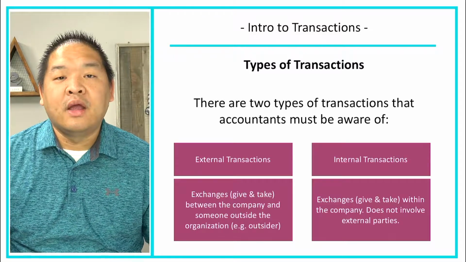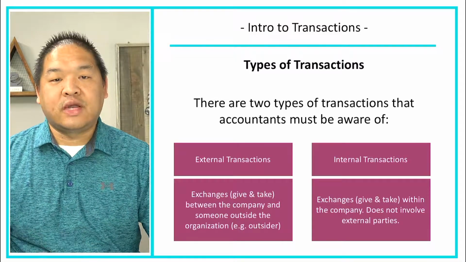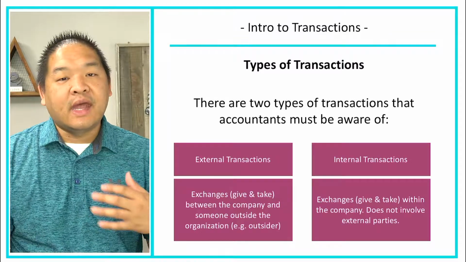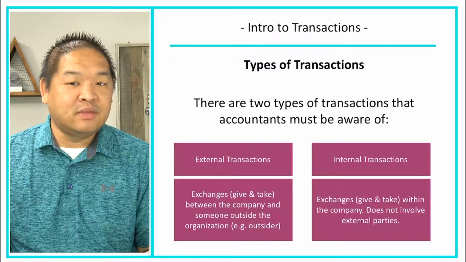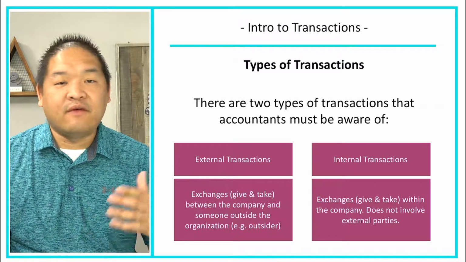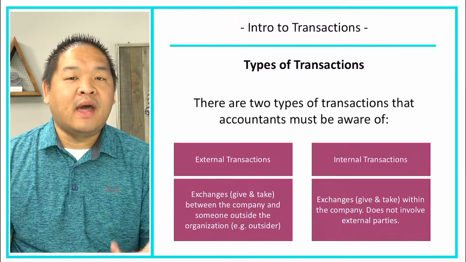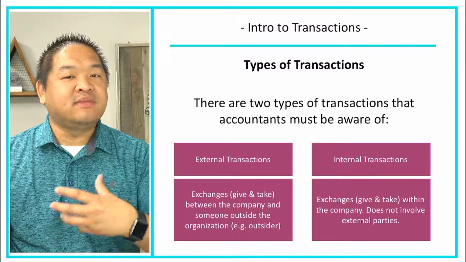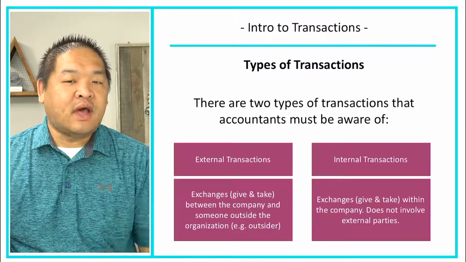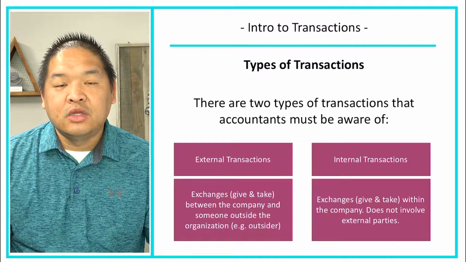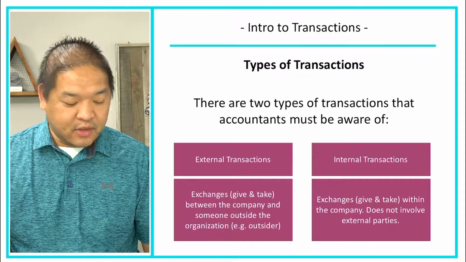So we should be aware that there are external and internal transactions within an organization, and each one is going to involve different types of documentation. External will have third party evidence, and internal may not have third party evidence. It's going to be internally created, but we'll still have some type of evidence so that we know we're booking something that we're supposed to be.